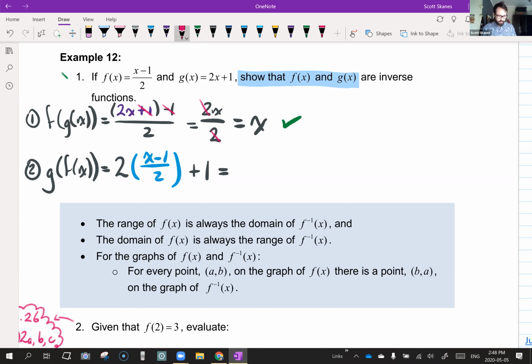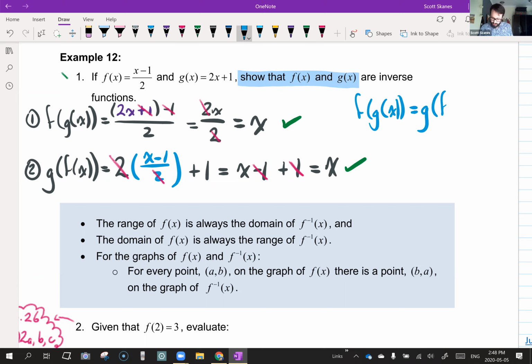Well, right away, I can see there's a 2 here and a 2 here. They will cancel. That leaves us x minus 1 plus 1. And here we go. Cancel, cancel. They both give back x. That means they are inverse functions. So let me write it clearly. f of g of x is equal to g of f of x, and they're both equal to x. Therefore, f of x and g of x are inverse functions.